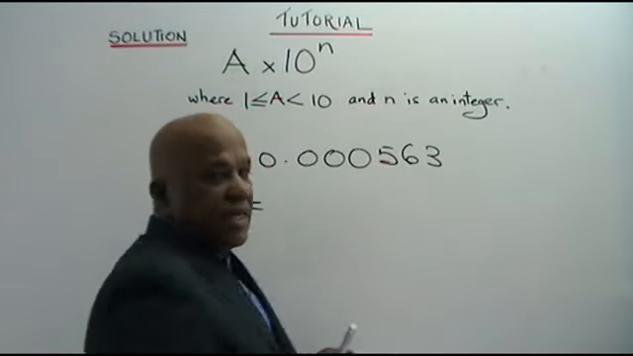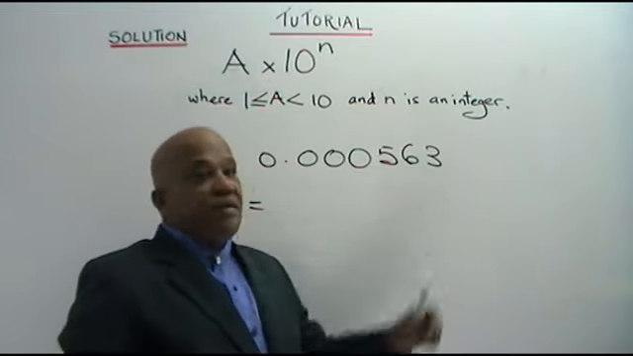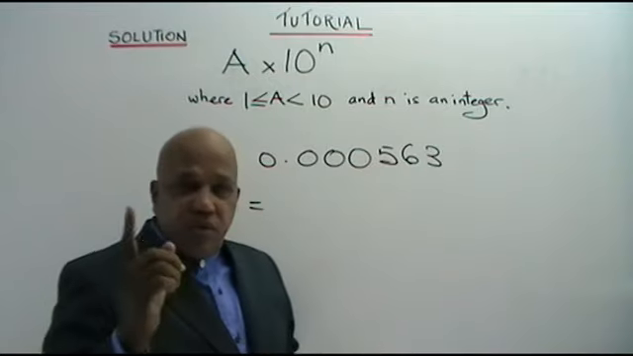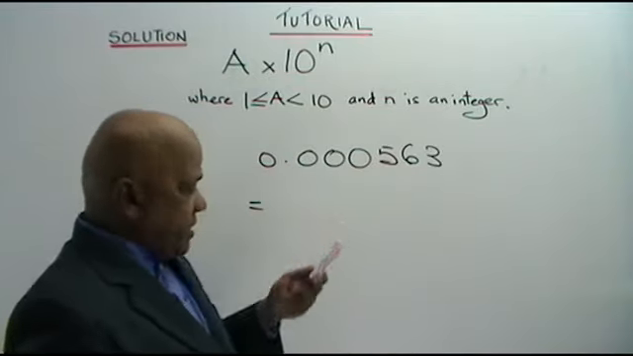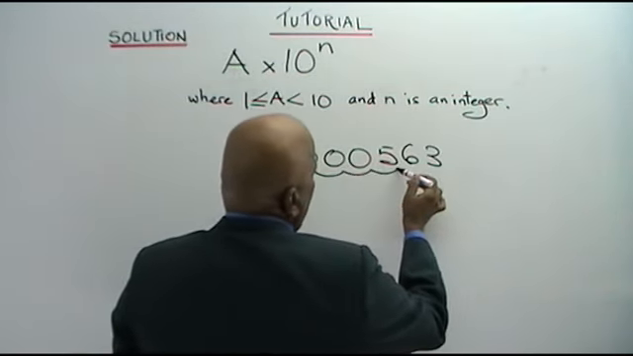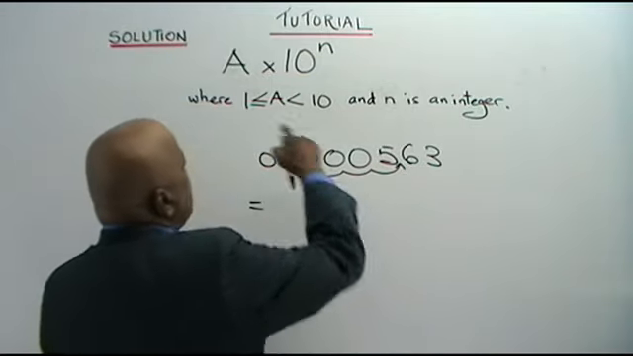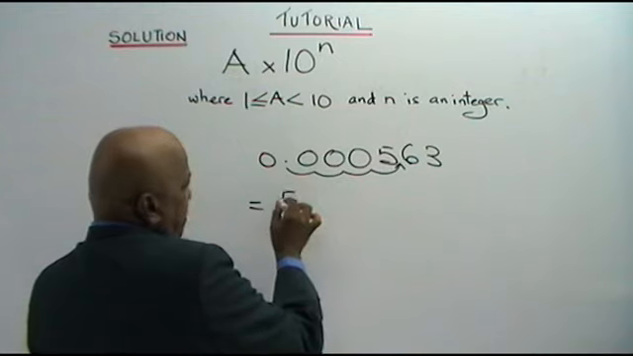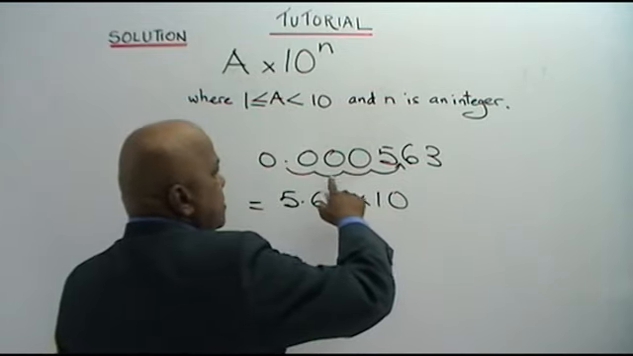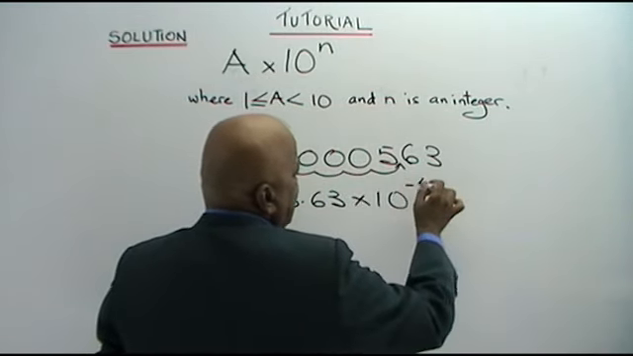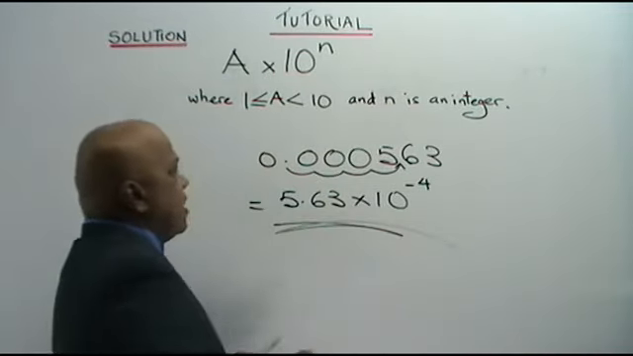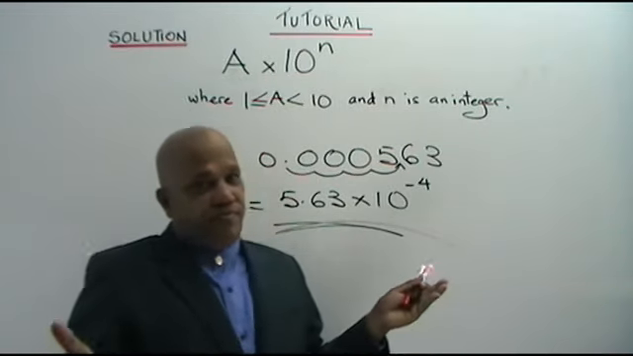Now, what did I say? This number is less than 1. If less than 1, n is negative. Very simple. And what is the next important thing? The decimal point. So now we move the decimal point 1, 2, 3, 4, until you reach a value between 1 and 10. So 5.63 times 10 to the power of negative 4, because like I said, this is less than 1. This is your answer in standard form.